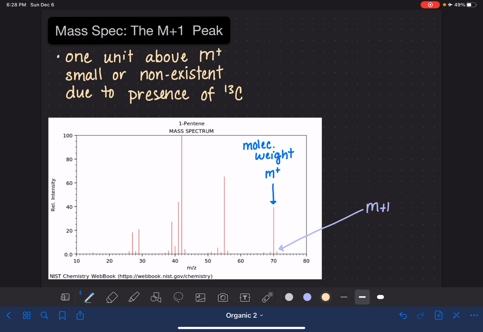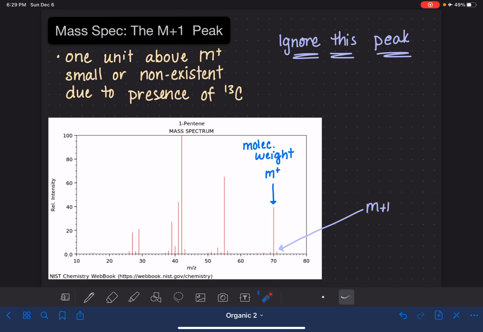What should we do about the M+1 peak? In general, you should just ignore it. It is possible for you to use the relative heights of the M+ and the M+1 peak to figure out the number of carbon atoms in a molecule, but there are other ways to determine the number of carbon atoms in the molecule that are a lot faster and a lot easier to do. So in general, I just suggest that you ignore the peak.